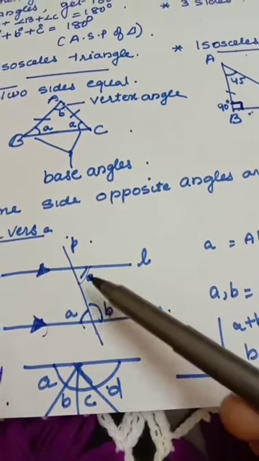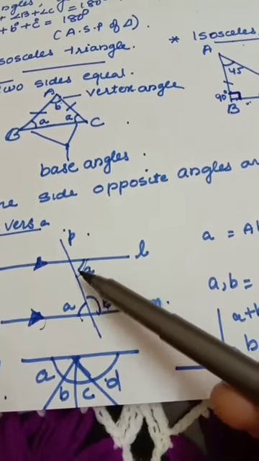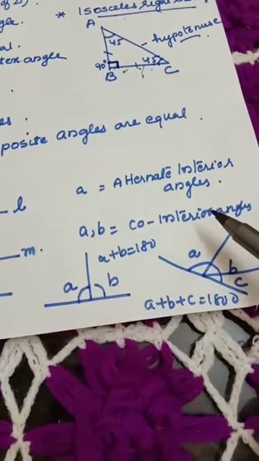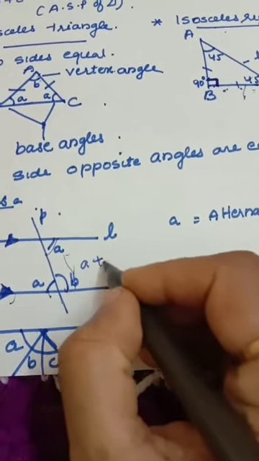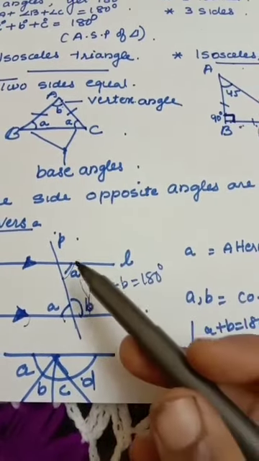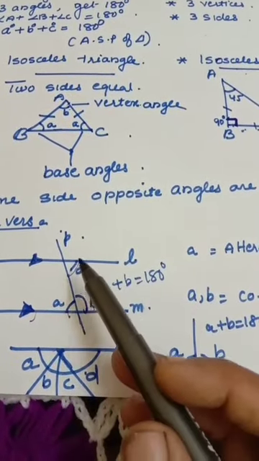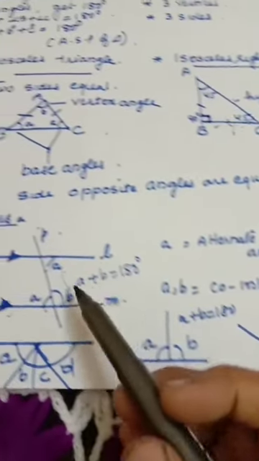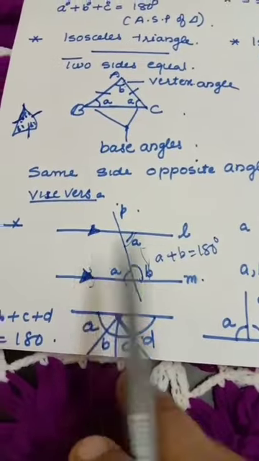See this one: two parallel lines inside only and on the same side of the transversal. This is called co-interior angles. When you add these co-interior angles, you will get 180 degrees. That is the rule. Alternate interior angles are always equal. Clear, children?